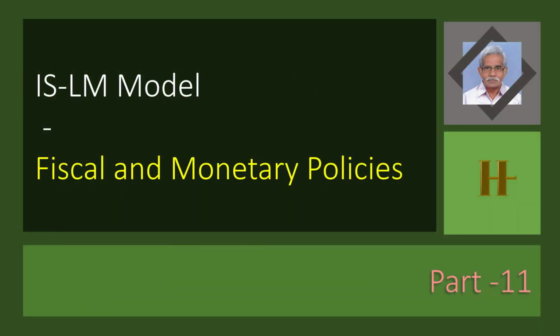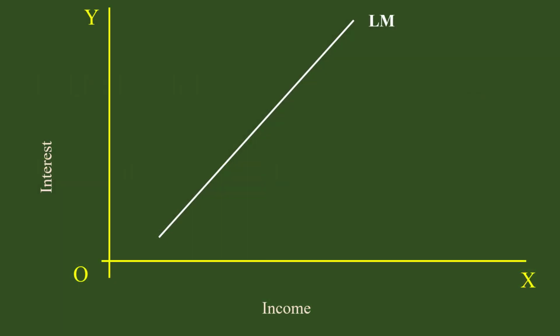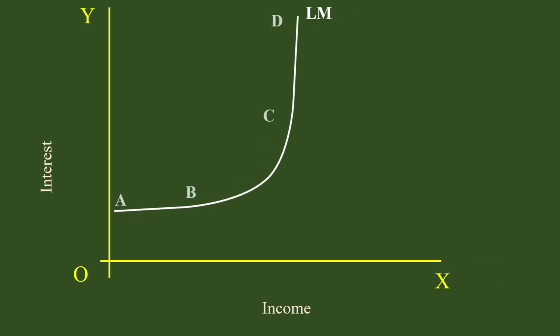This is the final part of the series on the IS-LM model with fixed price. In this tutorial, we shall discuss the effectiveness of monetary and fiscal policies, taking into account the elasticities of the IS and LM curves. So far, we have been using an upward sloping LM curve in all our discussions on the IS-LM model. Look at this graph.